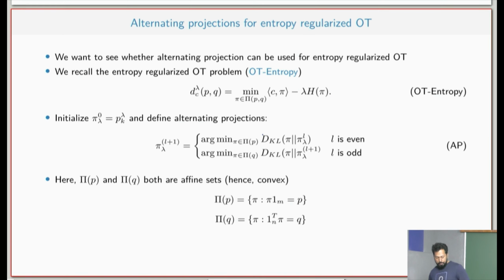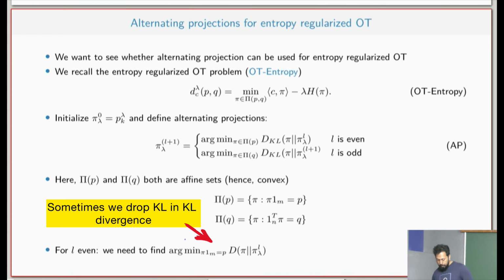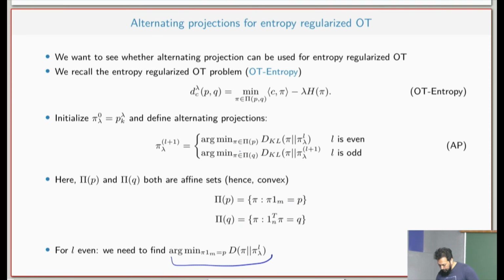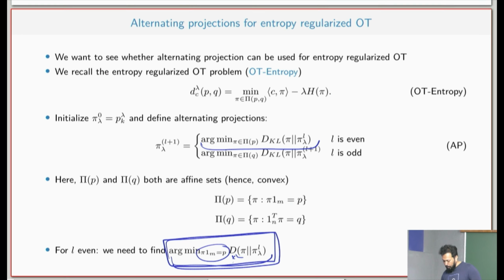So I have already told you that pi p and pi q are both affine sets. You can take this as an exercise that these are affine. So then for L even, what we are trying to do is to solve this problem. We can just focus on the even part. This is the optimization problem we want to solve. So I drop the KL right now. What we have is an equality constraint that needs to be maintained. Let us focus on the even one, because odd will be symmetrical.